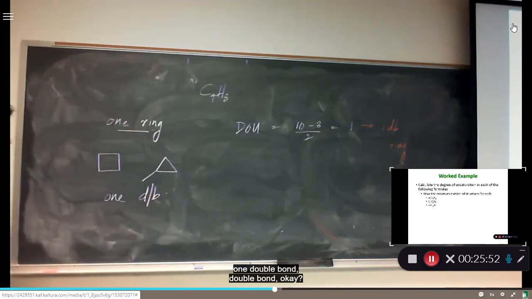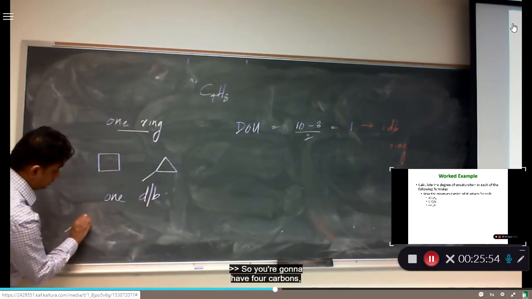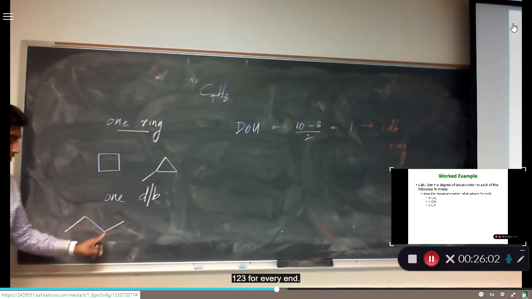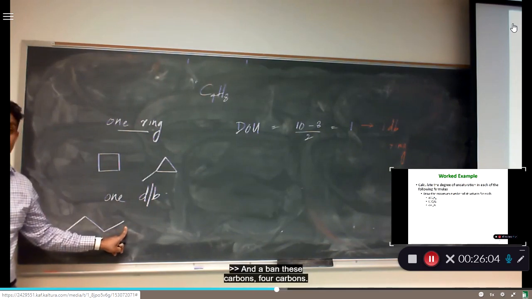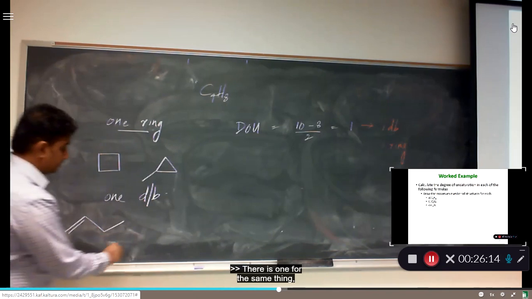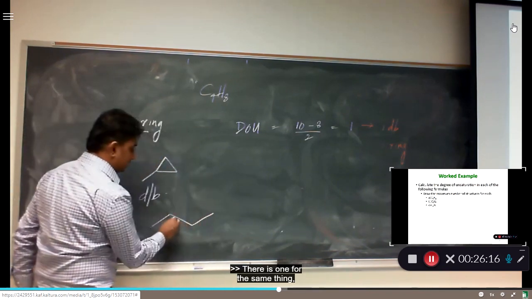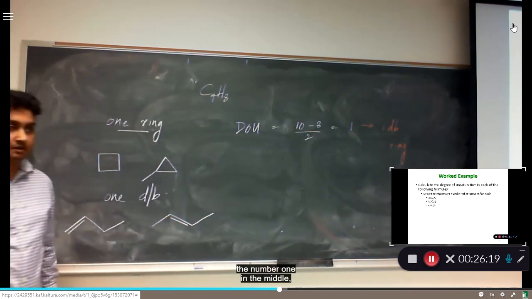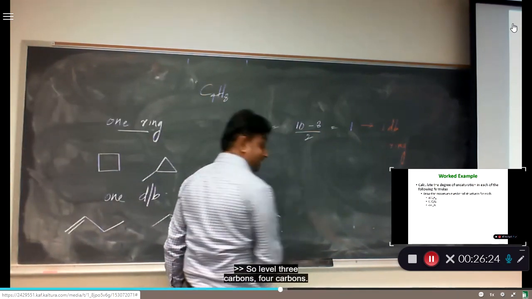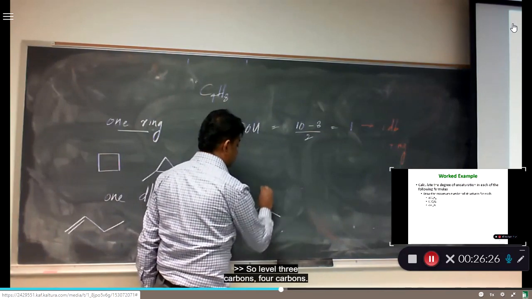And then the other thing is you can write structures with one double bond. So you can have 4 carbons, 1, 2, 3, 4. Look at me. Some people are drawing 3 carbons and telling me that it's 4 carbons. No. 1, 2, 3, 4. Every end and a bend is a carbon, okay? 4 carbons, but this is not correct. This does not have an unsaturation, right? We need an unsaturation, so put a double bond somewhere. Draw the same thing, but this time put the double bond in the middle. The location is different, right? So draw one more. 3 carbons, here is the 4th carbon and here is the double bond.